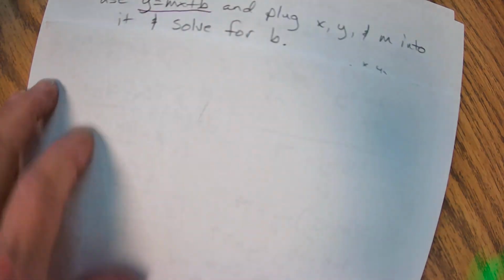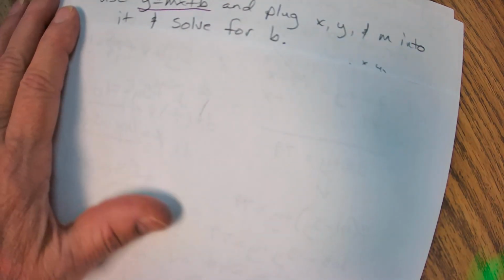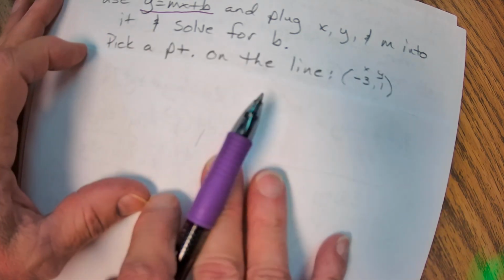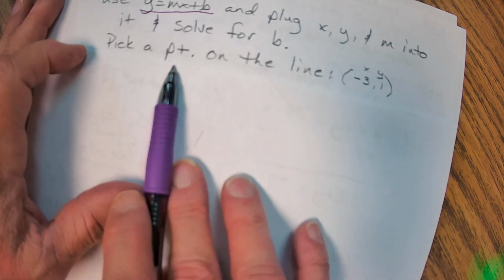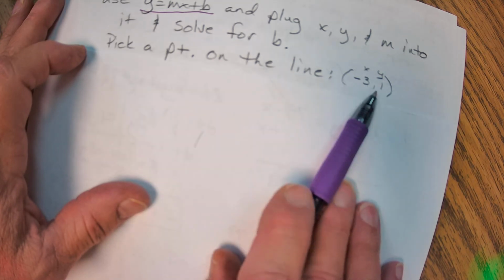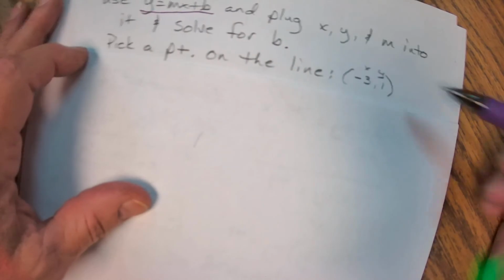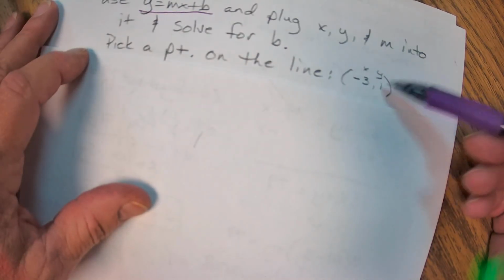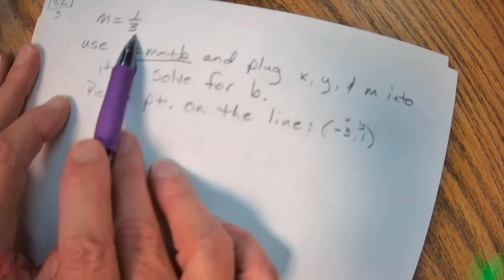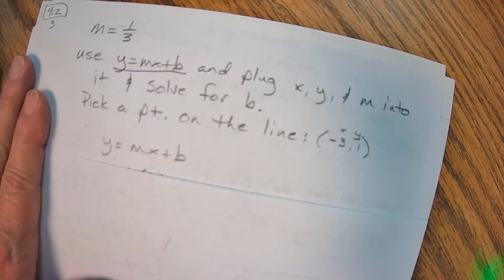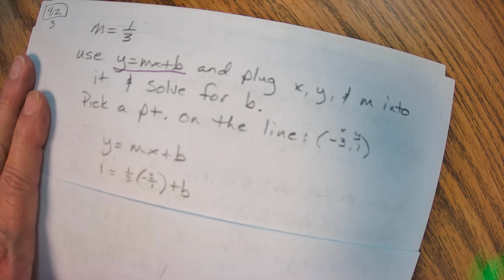So now you're going to take the equation of the line. Remember this? I think I told most of you, don't ever forget that. You're going to plug your x, your y, and your m into it, and solve for b. So I'm going to pick a point on that line. I'm going to pick this one. I don't want to pick that other one because I don't like those fractions. That's going to be my x, that's going to be my y, and I know that my slope is 1/3. I'm going to plug all that information into y = mx + b.